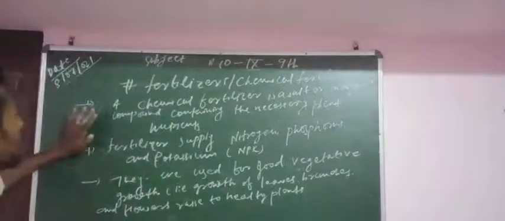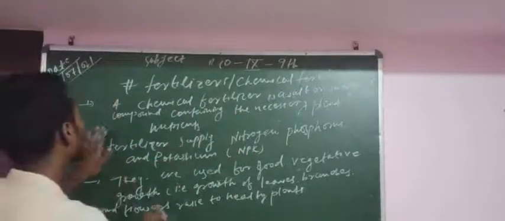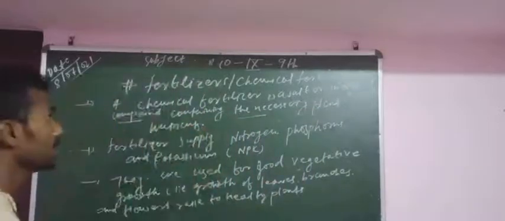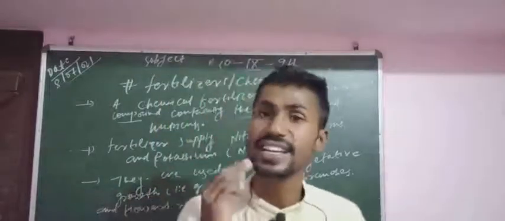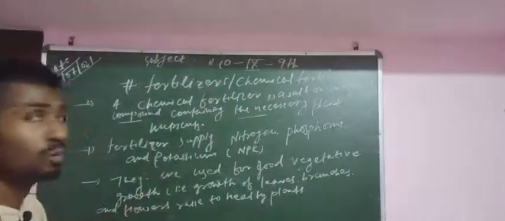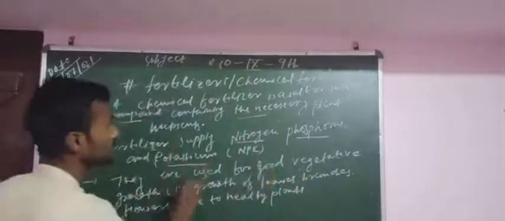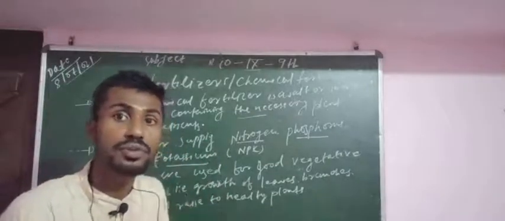The first point is that कि a chemical fertilizer or fertilizer is a salt, ये क्या है, एक salt है और organic compound containing the necessary plants nutrients. The chemical fertilizer is a salt or organic compound. That means it contains necessary plant nutrients. Second point is that कि fertilizer supply, कि what are the necessary plant nutrients. That means कि fertilizer supply nitrogen, phosphorus and potassium. I think these are the necessary plant nutrients.